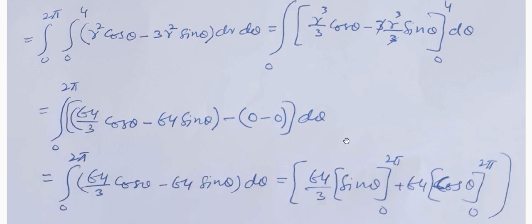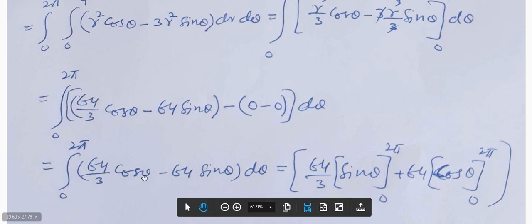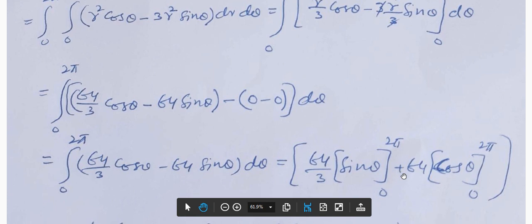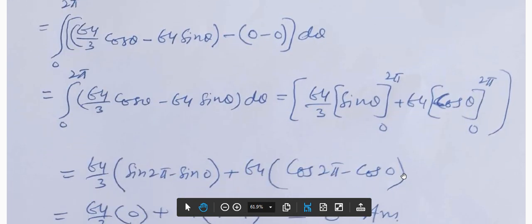So now if you simplify this, it will be 64 over 3 cosine theta minus 64 sine theta d theta. Now you can integrate with respect to theta. We know the integration of cosine is sine theta, and the integration of sine theta is minus cosine theta, and this minus becomes plus. Now you substitute the upper value 2 pi in theta, and then the lower value 0, so it will be sine 2 pi minus sine 0. And similarly here we substitute the upper value 2 pi, so cosine 2 pi minus the lower value 0, cosine 0.